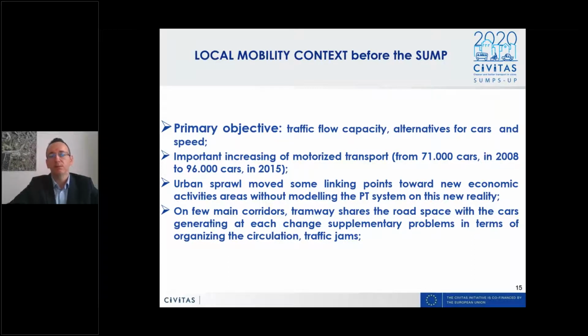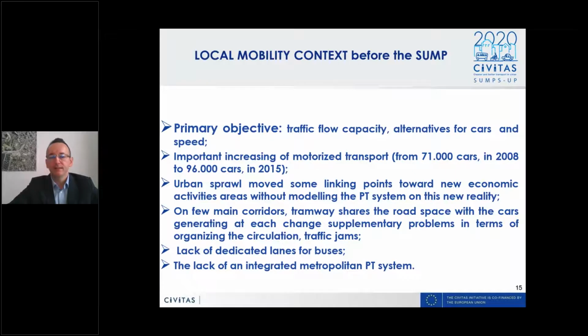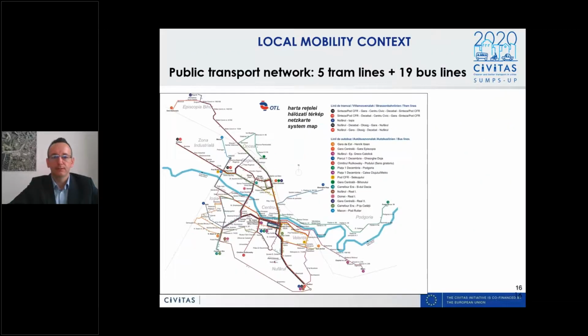The urban sprawl moved some linking points toward new economic activities without modeling the public transport system on this new, let's say, territorial reality. On a few main corridors, the tramway shares the road space with the cars, generating supplementary problems in terms of organizing the circulation at each change, and this also causes traffic jams. There was a lack of dedicated lanes for buses and a lack of an integrated metropolitan public transport system.